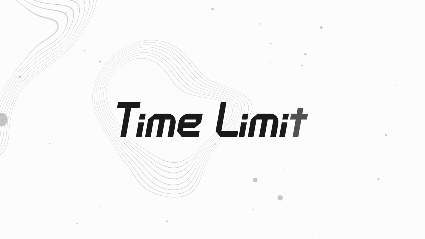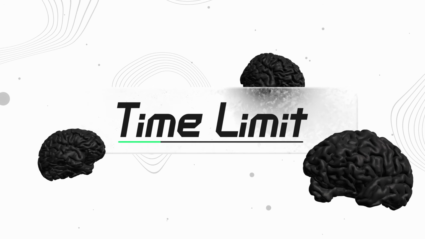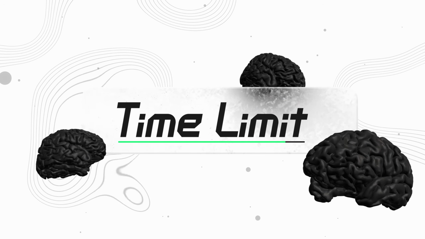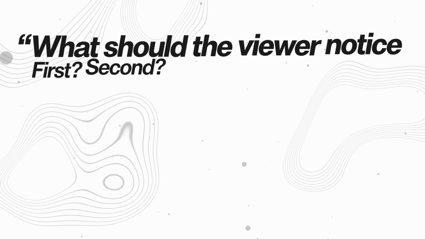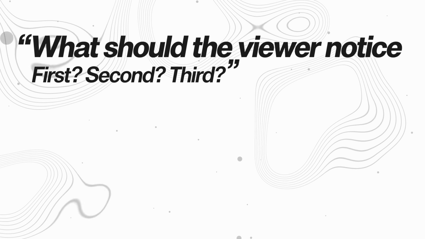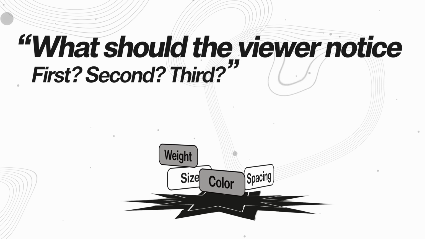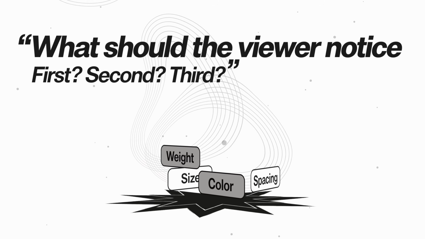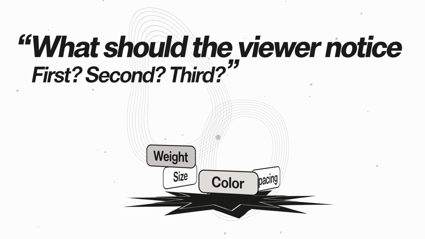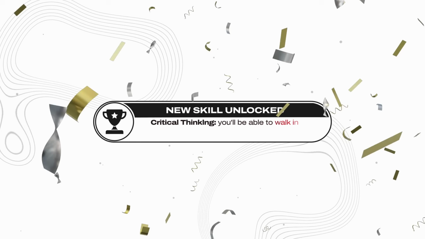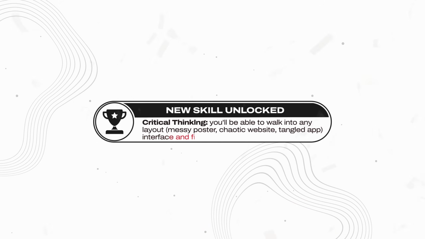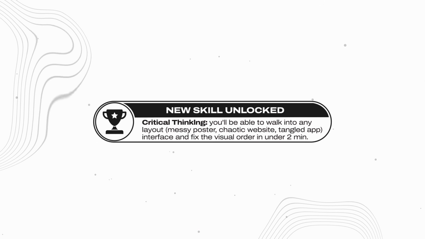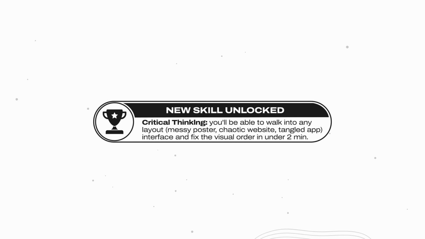And the beauty of this exercise is that the time limit forces you out of overthinking mode. You look at the layout and you ask, what should the viewer actually notice first, second, and third? And the moment you start answering those questions with size, with weight, with color, and spacing alone, you begin understanding hierarchy and structure on an instinctive level. And after a few rounds of this, you'll be able to walk into any layout, some messy poster, some chaotic website, a tangled app interface, and you'll be able to fix that visual structure pretty fast.